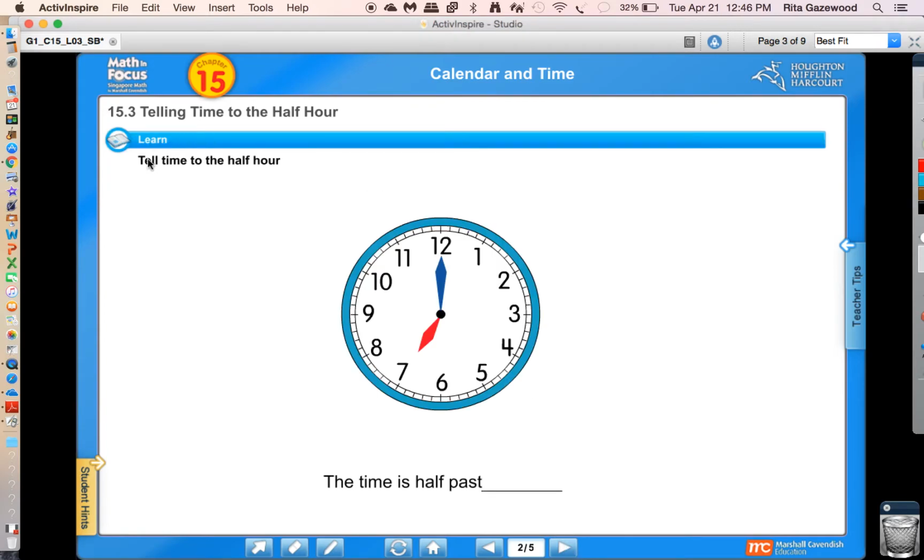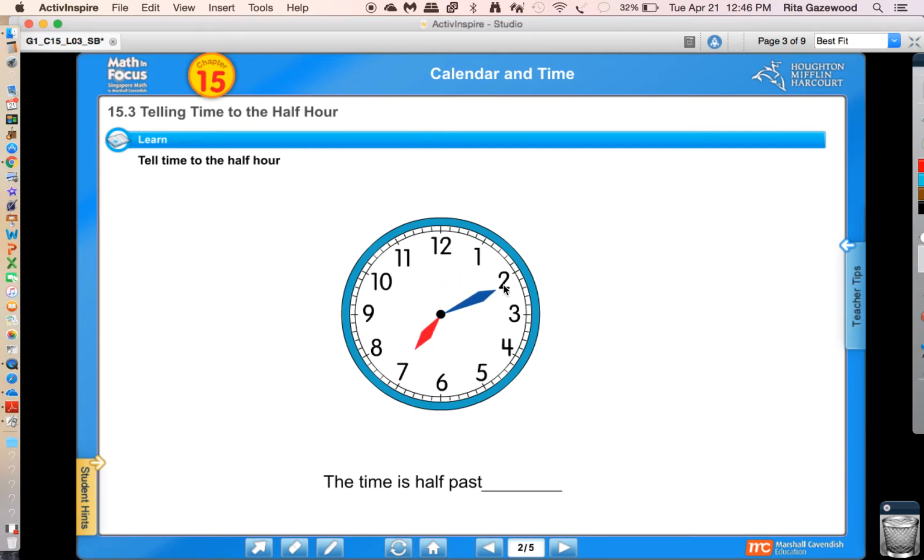So now it says tell time to the half hour. So we're going to use our little clock here to tell time to the half hour. So this is my hour hand. I want you to pay attention to it as I move the minute hand. And you're going to help me count. Oops, it's not moving. Here we go.